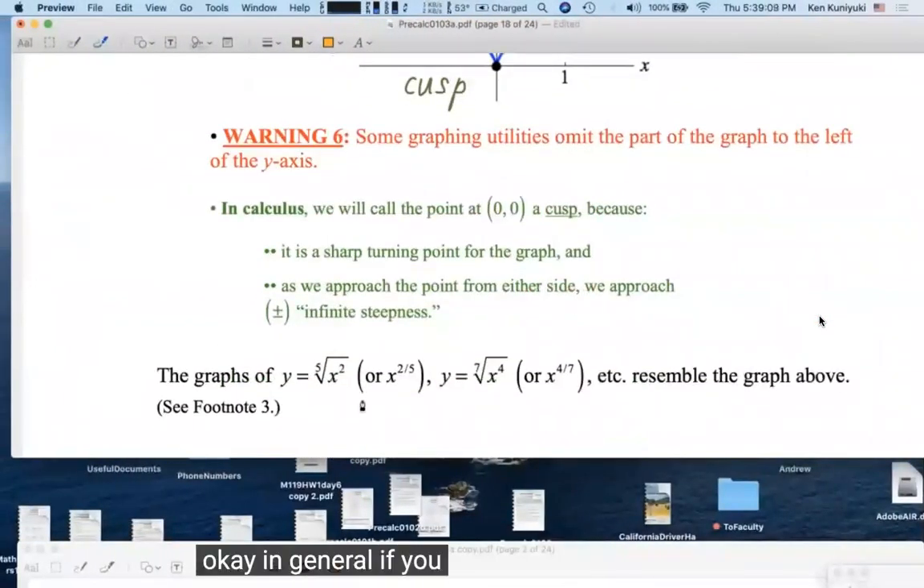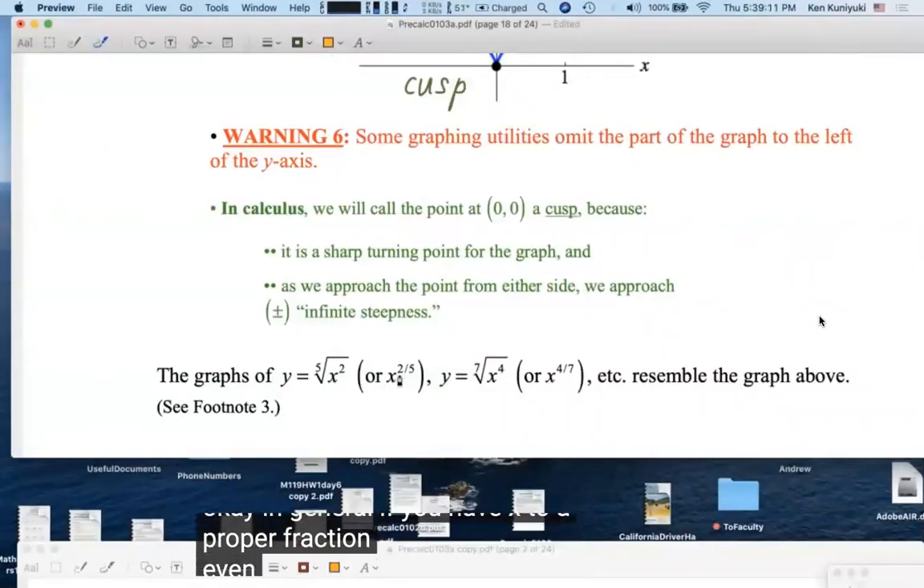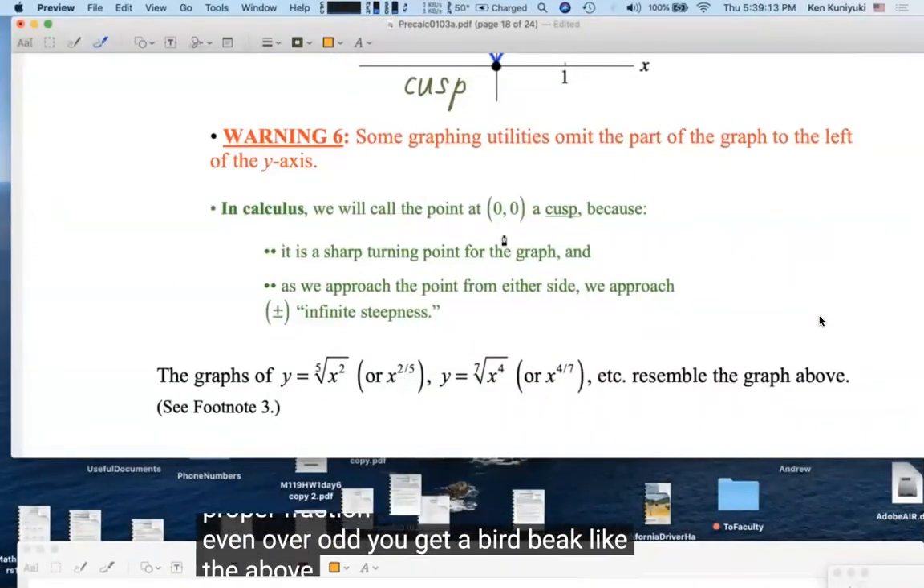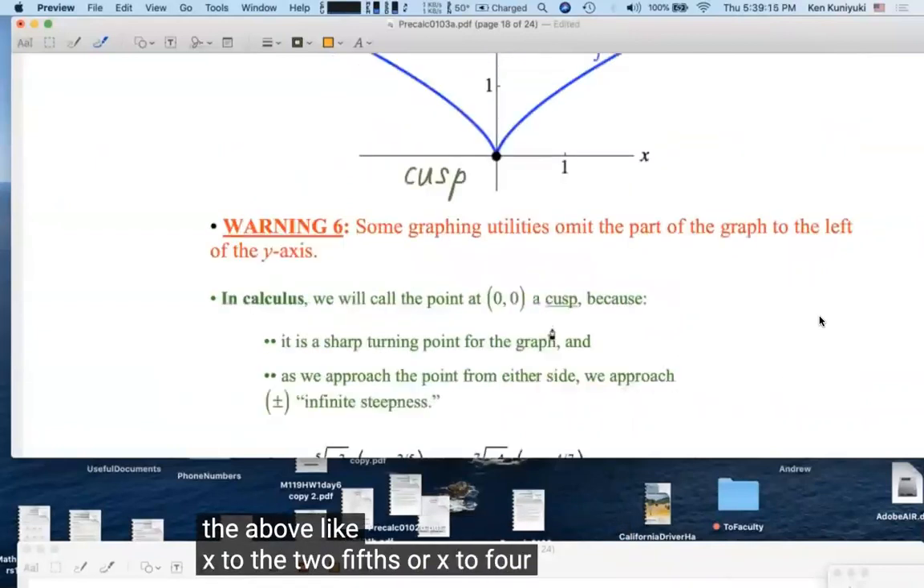Okay. In general, if you have x to a proper fraction, even over odd, you get a bird beak like the above, like x to the 2/5 or x to the 4/7.